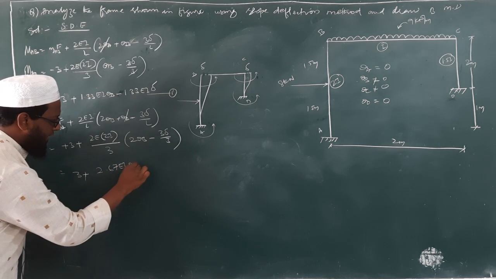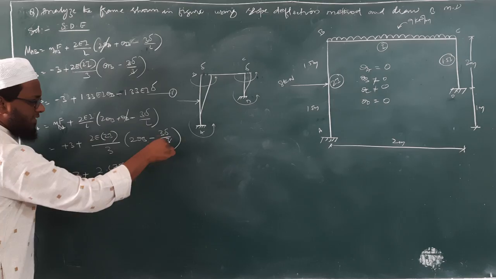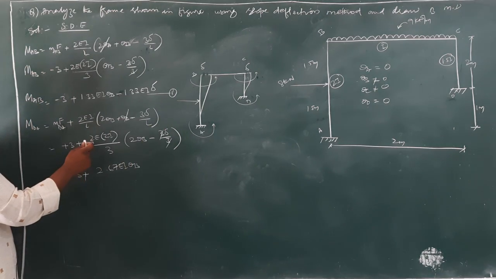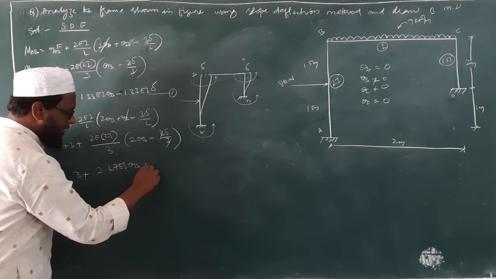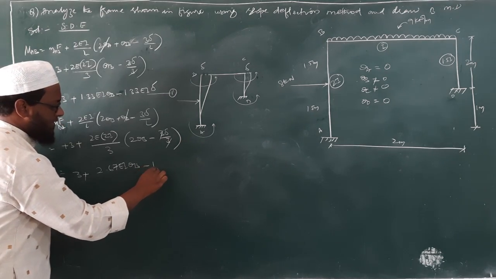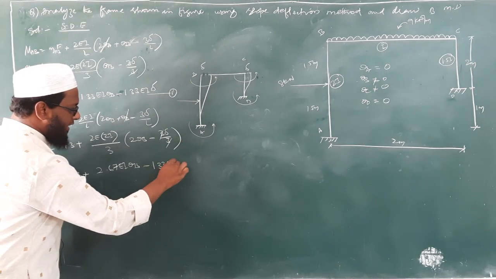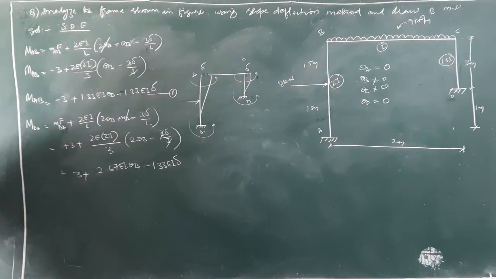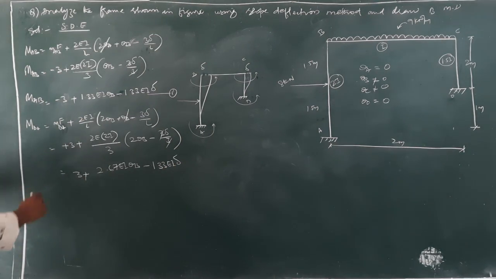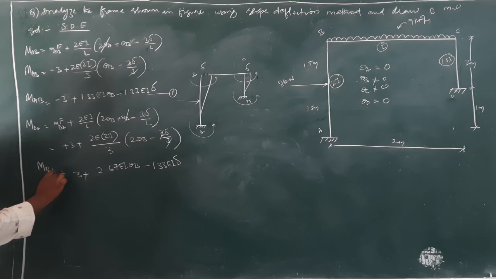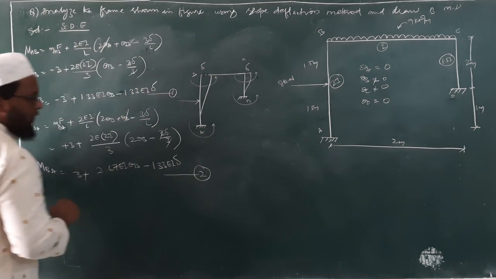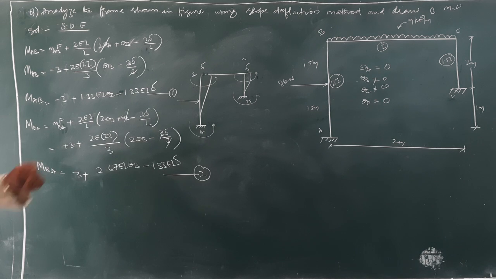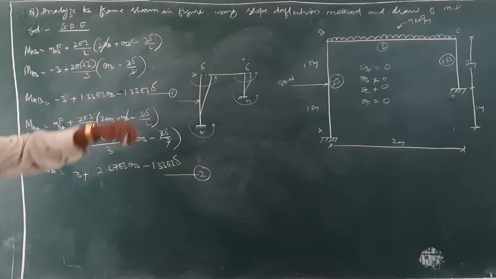2.67 EI theta B. This 3 and this 3 will get cancelled. So what will be remaining? 4 by 3, 1.33. Minus or plus? Minus 1.33 EI delta. So this is MBA. Call this as equation number 2. Now we will move for span BC. Okay, copy down.